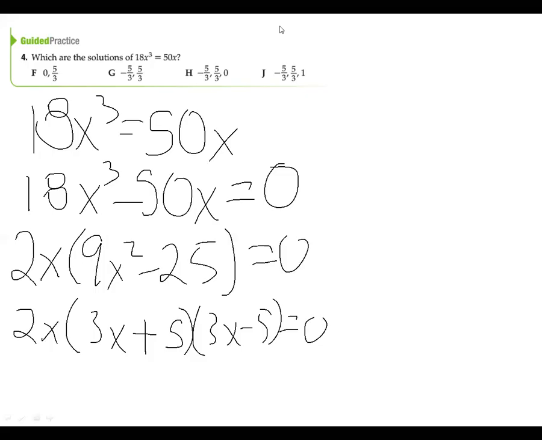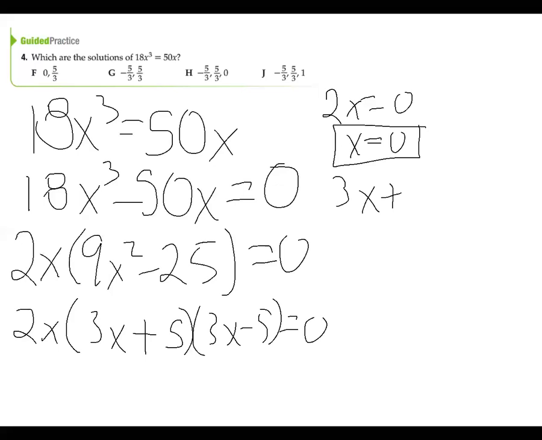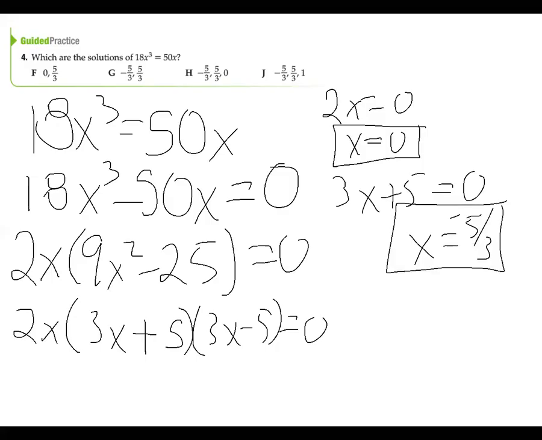Be careful, I have 3 factors here, so I set each one equal to 0. 2x equals 0, and that would mean that x equals 0. That's one answer. 3x plus 5 equals 0, so you subtract 5, divide by 3, and you have x equals negative 5/3. That'd be your second answer. And then you have 3x minus 5 equals 0. So here you add 5, divide by 3, and you have x equals 5/3.